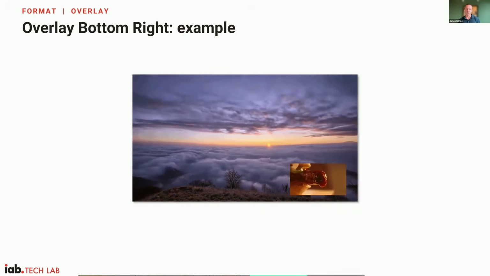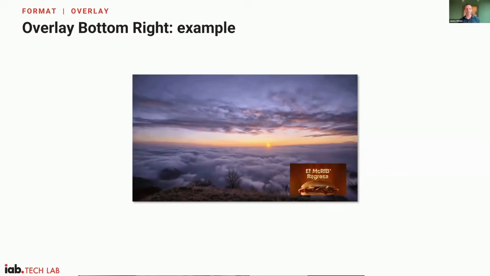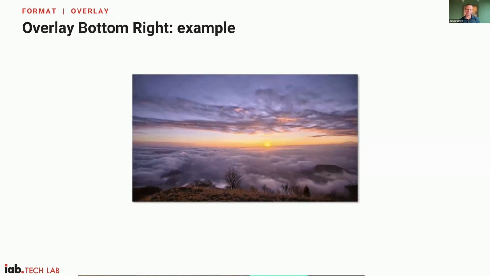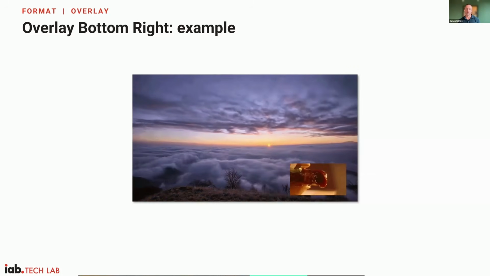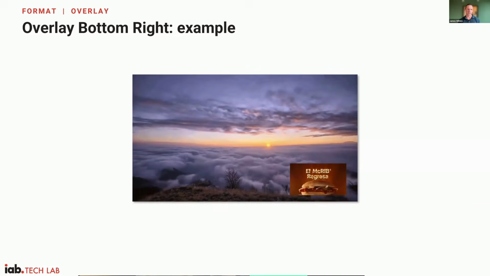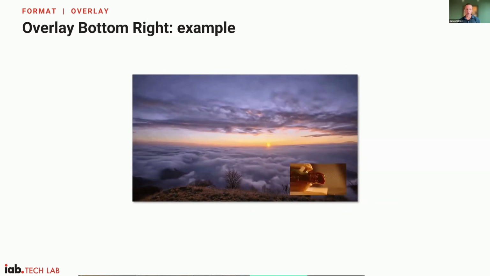All right, hey, this one works. All right, so this is a bottom right overlay example where you can imagine this sunset picture is actually the content you're watching, and then the overlay for the delicious McRib pops up on the bottom right and makes you hungry so that you can order from Uber Eats.